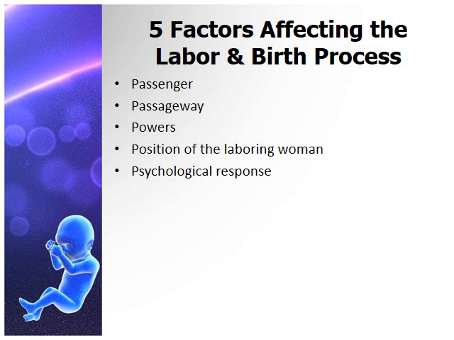Let's start off with the 5 factors that affect the labor and birth process. We call these the 5 P's of labor. The passenger, which is the fetus, of course. The passageway, which is the mother's birth canal. The powers, those would be the contractions. Are they strong enough? Are they occurring frequently enough? So the powers of labor can be something that needs to be corrected in order to deliver vaginally.